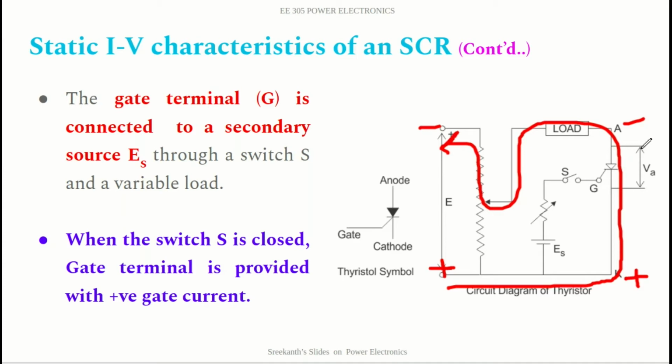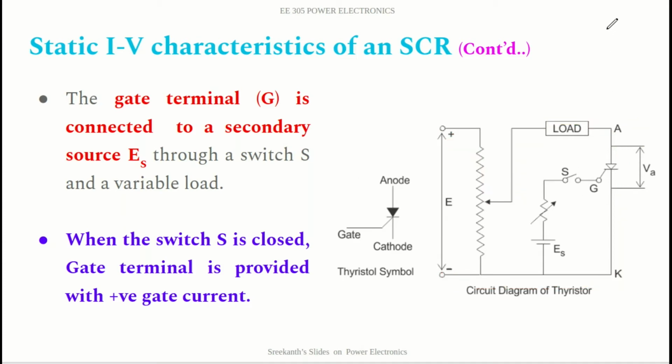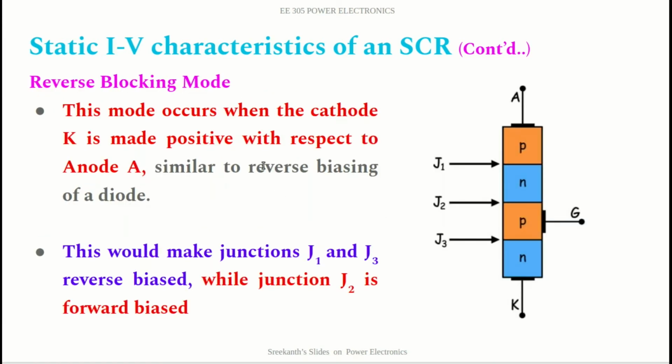So if you just take the SCR itself, you can see that it is similar to a diode with the exception of the A terminal. Here this is becoming positive and this is becoming negative. So it is something similar to reverse biasing of a diode. So this mode occurs when the cathode K is made positive with respect to anode, similar to reverse biasing of a diode. Now what will happen?